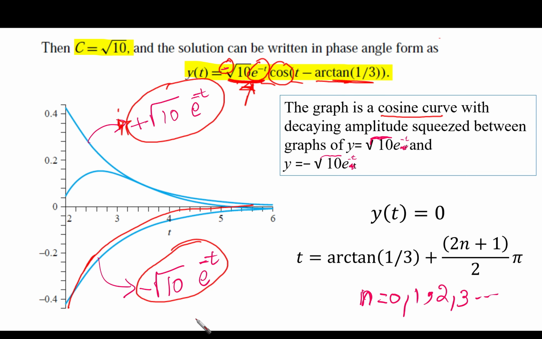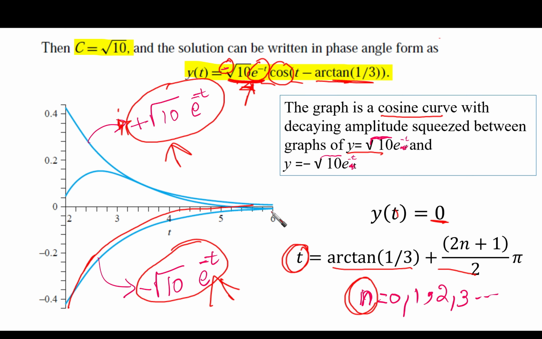So we have these two things right now, which are the two envelopes. This is the upper envelope. This is the lower bound, or lower envelope. y of t equals 0 will occur when t takes this value: arctan 1/3 plus (2n plus 1) over 2 times pi, where n is 0, 1, 2, 3, and so on.